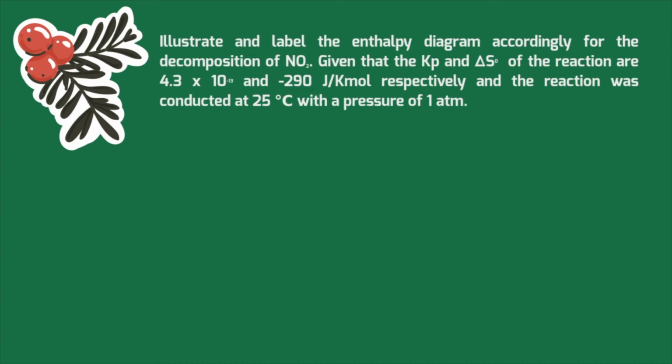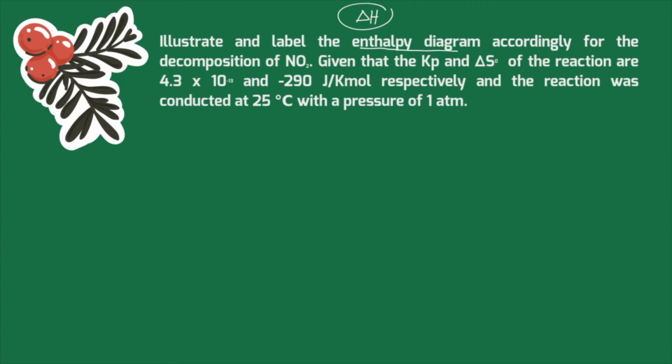In this question, although you were asked to illustrate and label, before you can do that, you need to know what the enthalpy is. So, prior to drawing the enthalpy diagram, you need to know your delta H. Once you know your delta H, then you can consider whether it is an exothermic or endothermic process, and then you can illustrate and label your diagram.